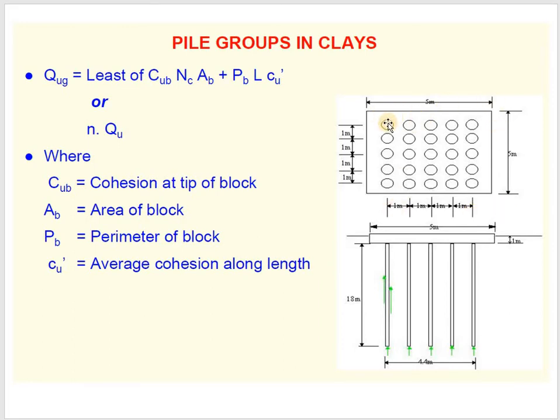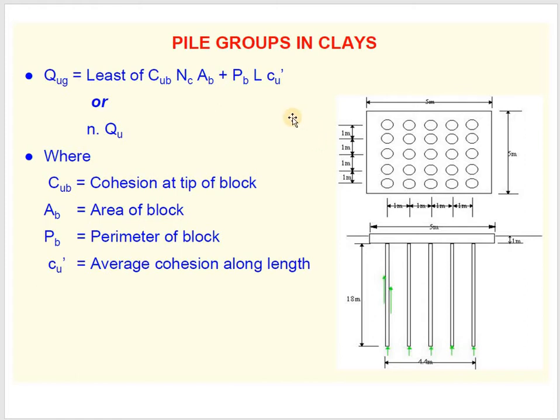That means if you are arranging piles in this manner, this area is the area of this block, here it is 5 by 5, so that area will be taken here for this block, whereas here Pb is the perimeter of the block. In the previous case we took the perimeter of that single pile, but here in the case of a group it is the perimeter of that group or that block, and length is the depth of the pile obviously, and Cu dash is the coefficient along the length.